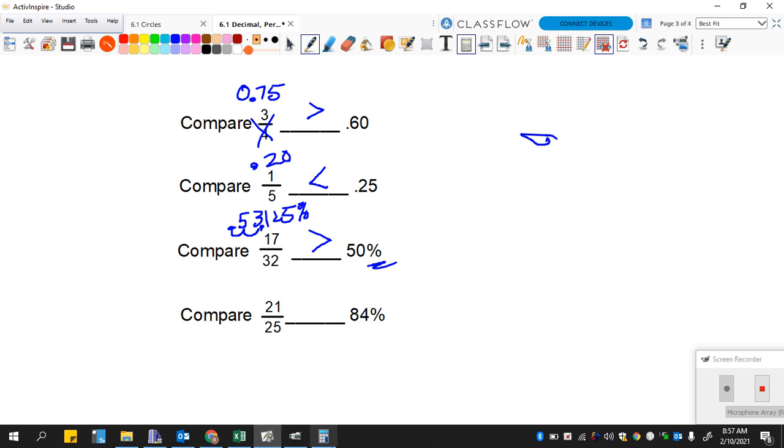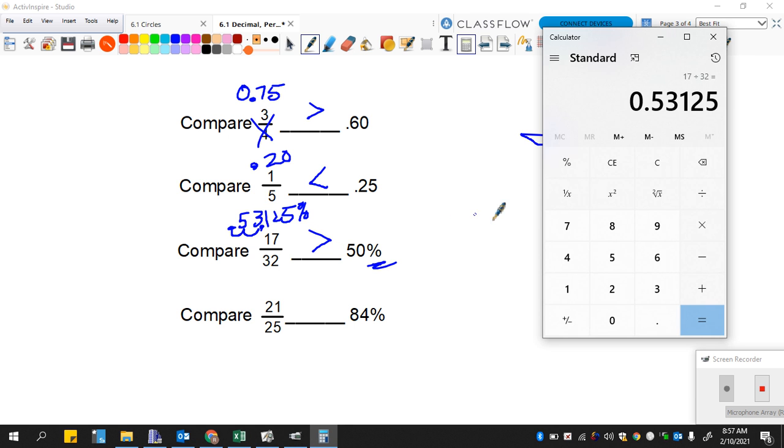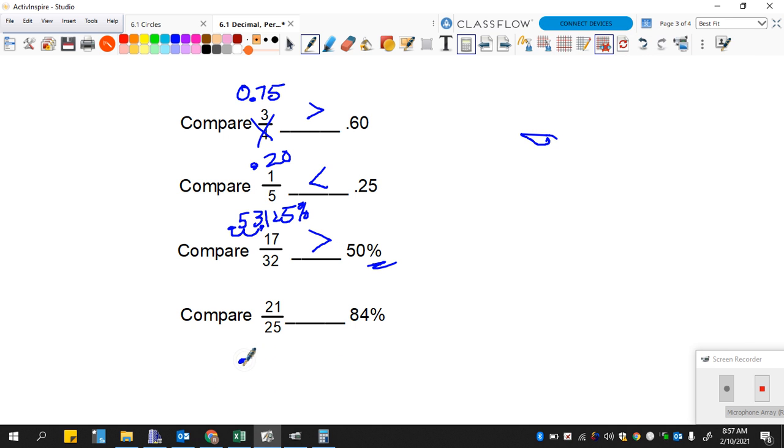21 over 25 is 0.84. Well, when we look at this, these are equal. Because if I convert this over to a percent, 1, 2, that turns into 84%. Okay. All right.